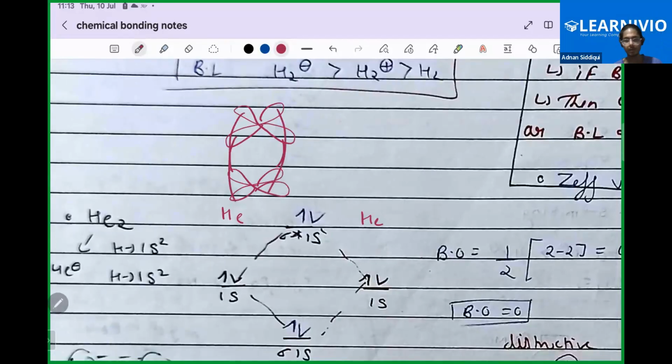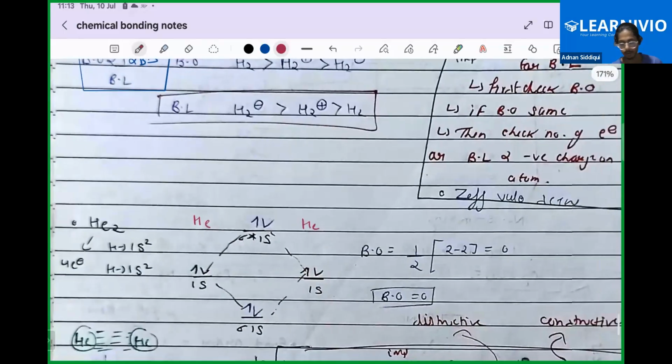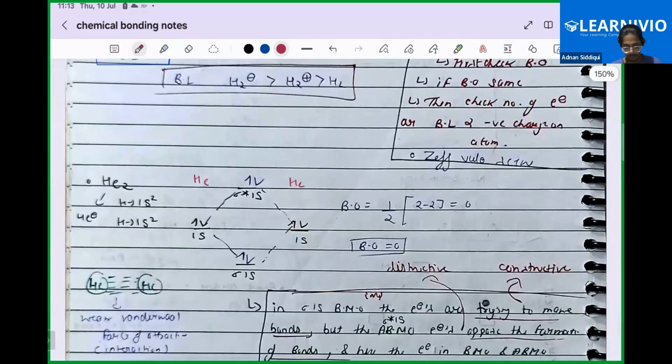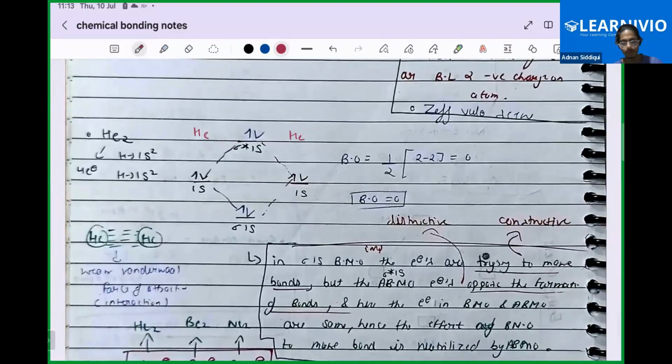You don't have to worry about them. You won't observe any molecule with a bond order more than three. Three is the maximum value for it. Is this clear? Do I need to explain it?